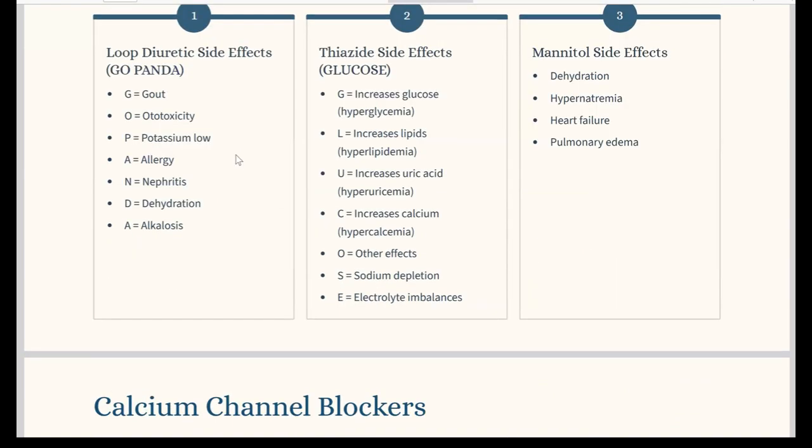For loop diuretic side effects, you've got the mnemonic GoPanda. If you can remember the mnemonic, go ahead. It's got gout, ototoxicity, low potassium, allergy, nephritis, dehydration, and alkalosis. Thiazide is glucose. So remember, it causes increased glucose, increased lipids, increased uric acid, and increased calcium. The only thing it decreases is sodium and other electrolytes.